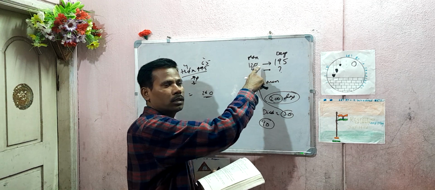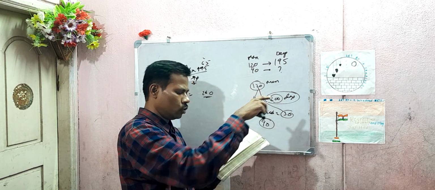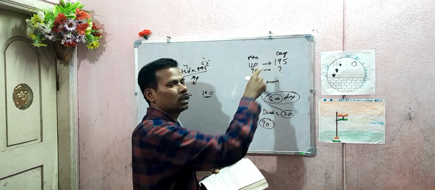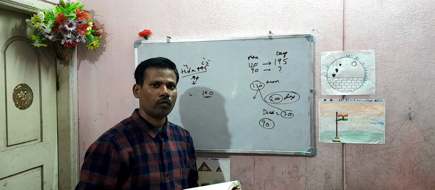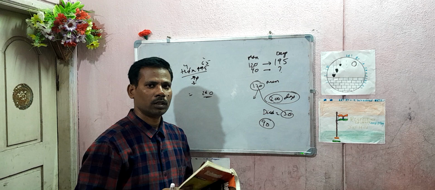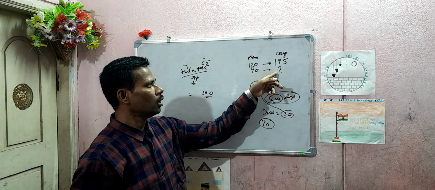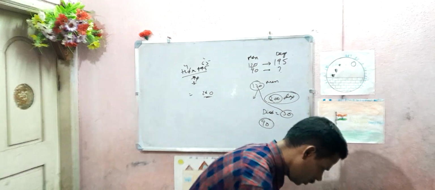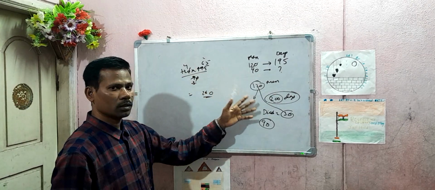So after 5 days, from 200 I have written 195. That means for these 120 members, the food will last for 195 days. So now for 90 men, how many days? I did simple calculations and I got the answer like this.